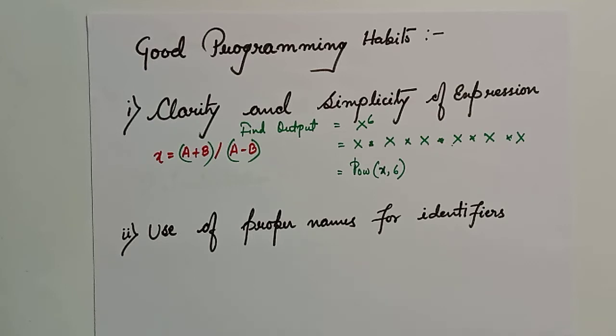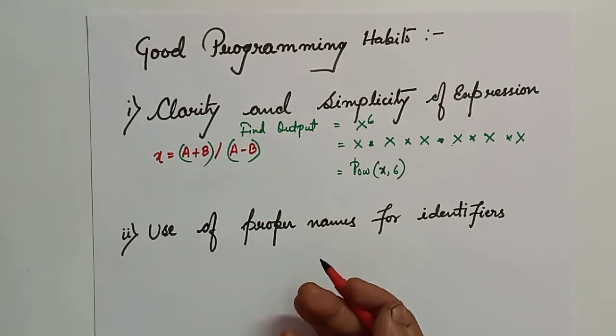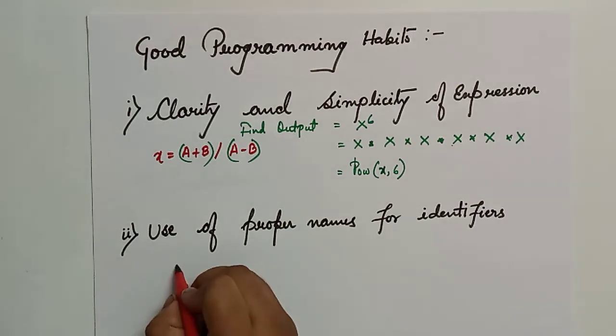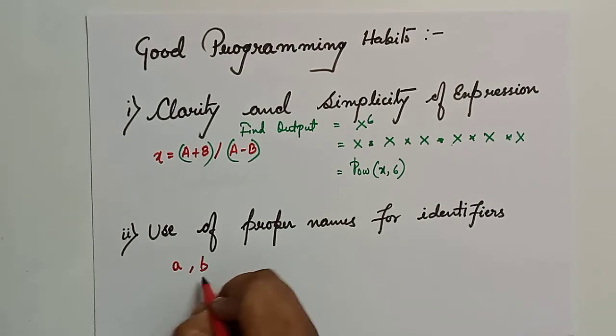Okay, let's say I want to calculate the area of a rectangle. So to calculate the area of a rectangle, variables are required. Let's say I have written A and B.